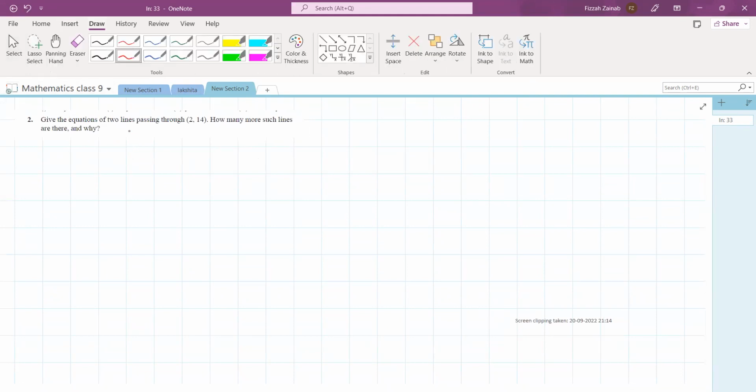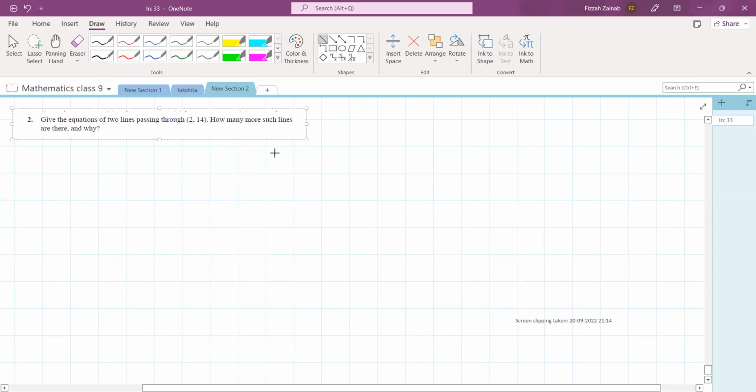Give the equation of two lines passing through this point. How many more lines are there? Okay, and why? First of all, I think I should locate this point on the axis. Now you can see it is going up to positive 14 on y. So no problem. Now you can make it like this. X values are also positive.